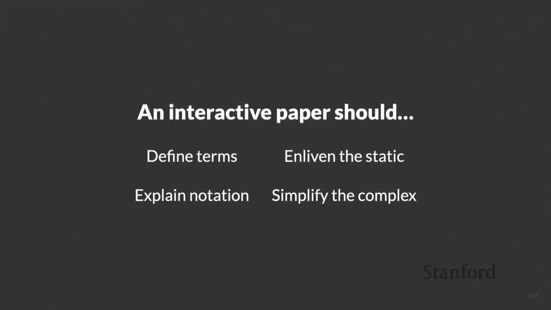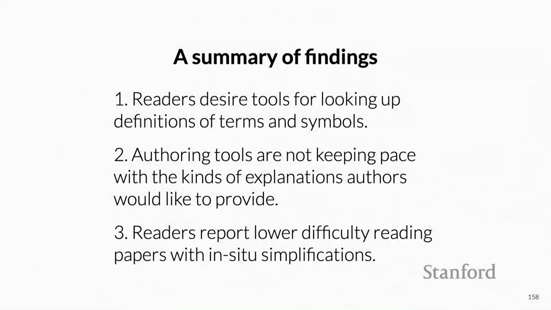I want to take a step back and talk about how we can bring about a vision of more comprehensive interactive papers. First, taking stock of what we've talked about so far, an interactive paper should define terms, explain notation, enliven the static, and simplify the complex. The way that I would summarize the findings from the studies we've run so far is that readers desire tools for looking up definitions of terms and symbols, authoring tools are not keeping pace with the kinds of explanations authors would like to provide, and readers report lower difficulty reading papers with in situ simplifications.